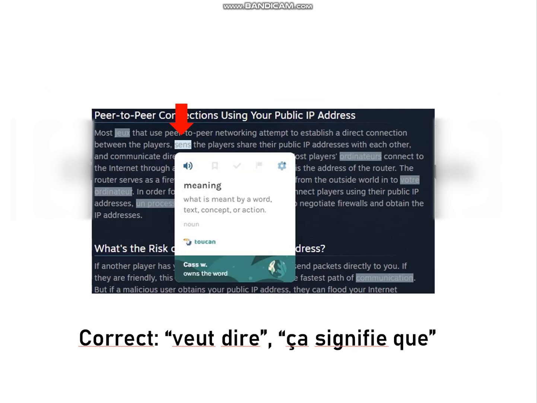Here, between the players, meaning the players share their public IP address. So meaning as in it means that, but here Toucan thought it was the noun meaning, like to have a meaning. So the correct verb version would be veut dire or ça signifie que. You can have these two conjunctions to mean the verb, but thinking it's the noun here is just wrong.